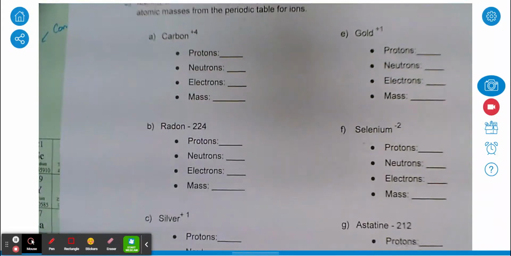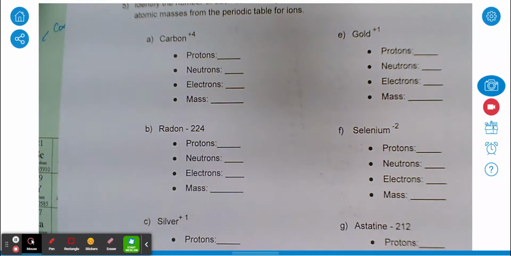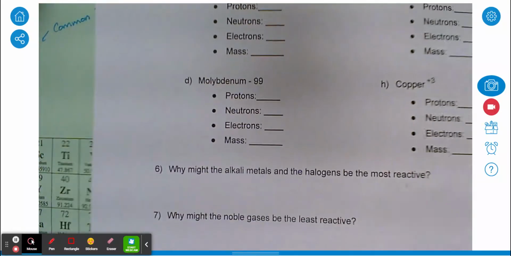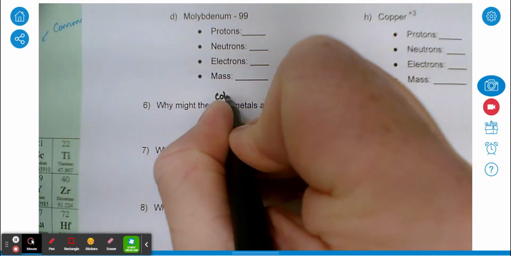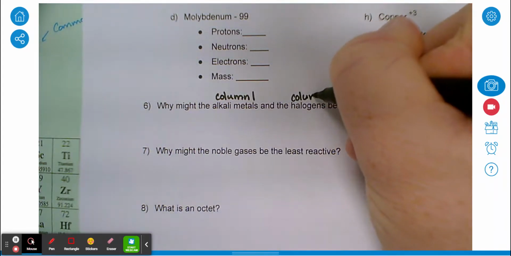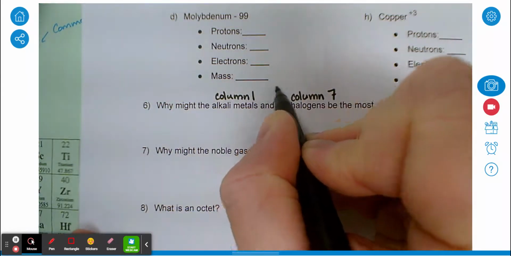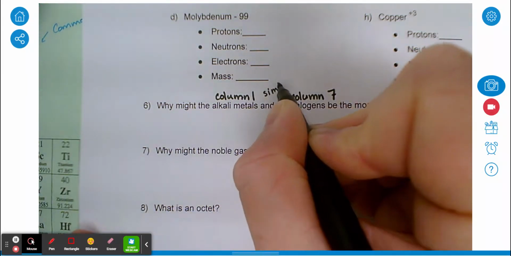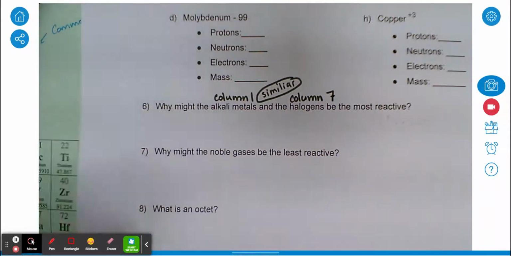And then on the back, more practice with these, just takes practice. And then a couple of more short answer questions. So, why might the alkali metals, which are column 1, and the halogens, which are column 7, be the most reactive? Now, I know I haven't taught you reactivity yet. I want you to look for how column 1 and column 7 are similar. Look for the similarities, and that similarity can drive your answer.